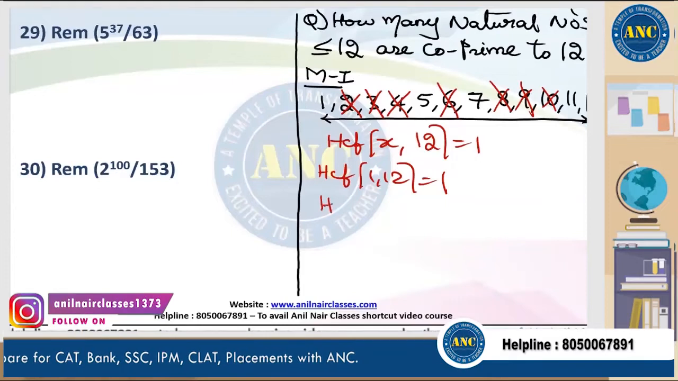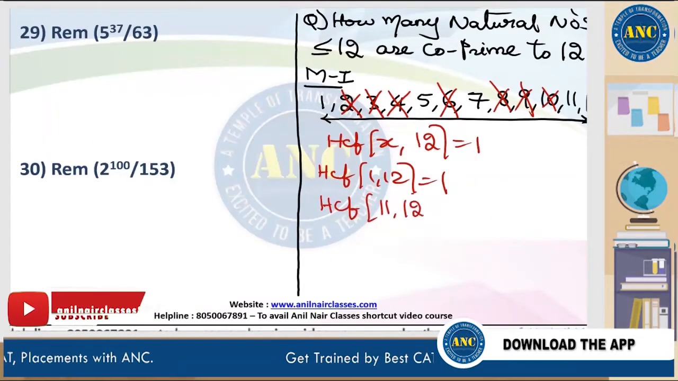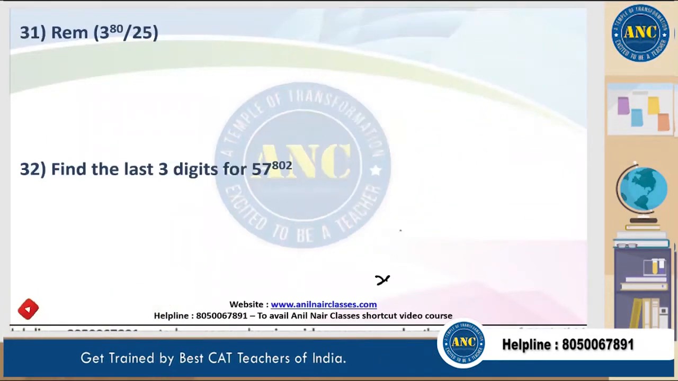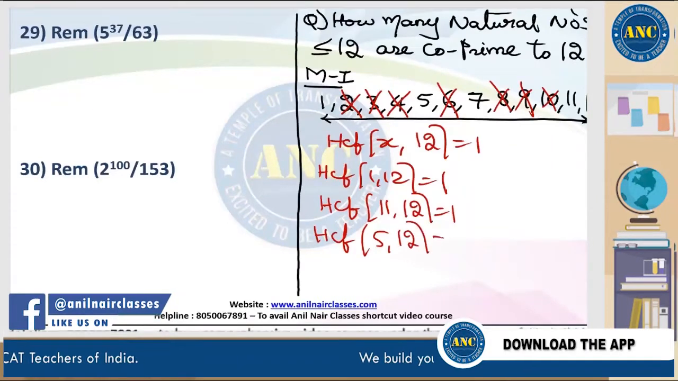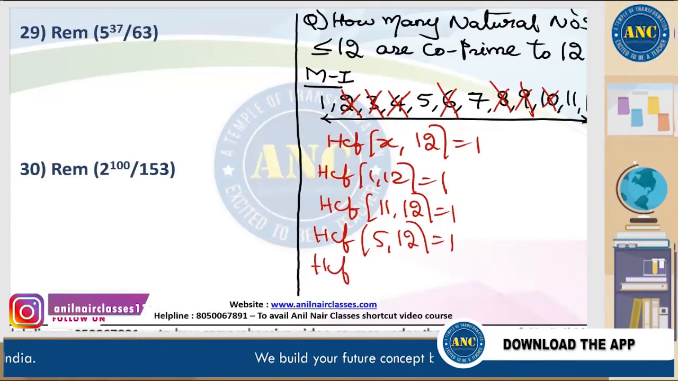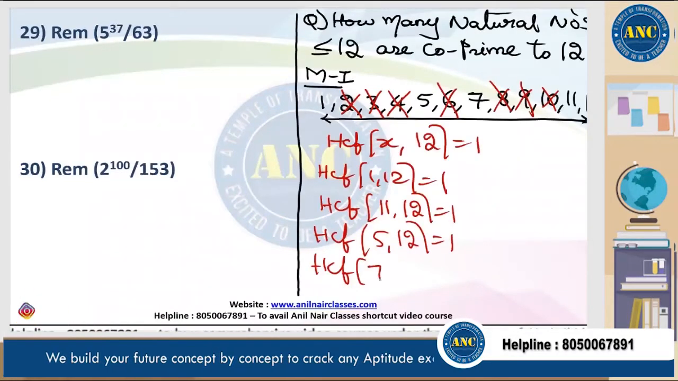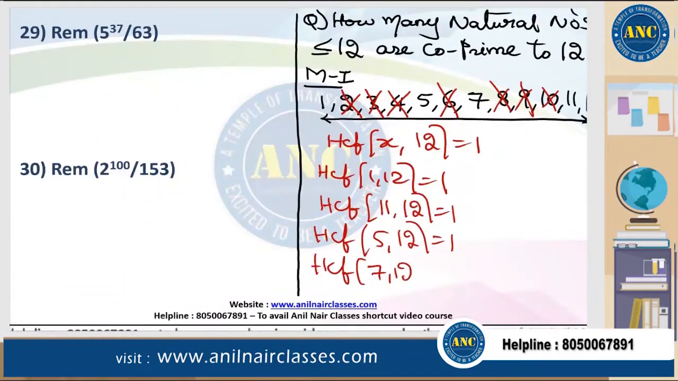Now if you observe, HCF of 1 comma 12 is 1. HCF of 11 comma 12 is 1. HCF of 5 comma 12 is 1. And HCF of 7 comma 12 is 1. Totally how many numbers did we get? Totally 4 numbers we got.